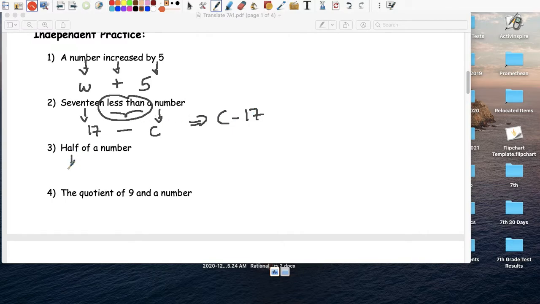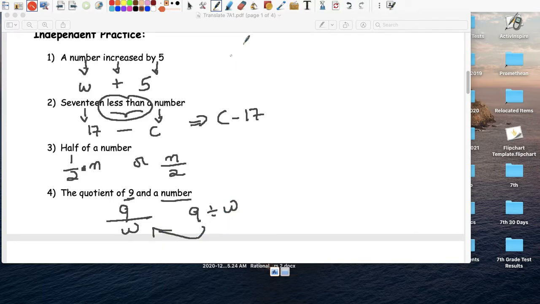Half is half, of means multiply, a number means n. Or you can write it as n divided by 2. Quotient means division. What are we dividing? 9 and a number: 9 divided by w. If you write it like this, please, please, please change it to that.